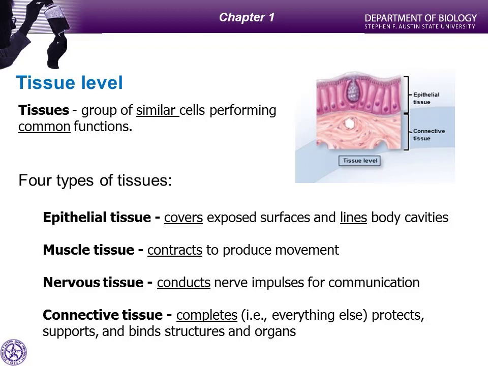So the last one is connective tissue. Now, you may think that a great C word for connective tissue would be what? Connect. No, not so much. I put completes, and when I say completes, meaning everything else. So if it's not epithelium, it's not muscle, it's not nervous, what else do we have in our body that we haven't listed?